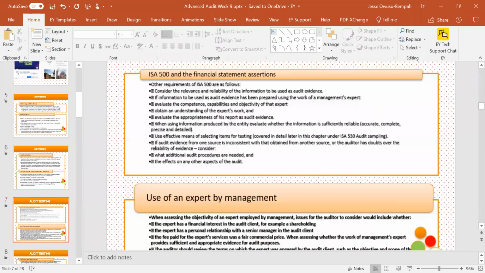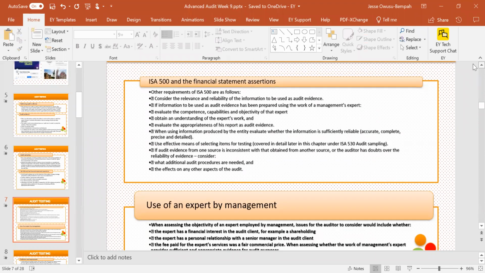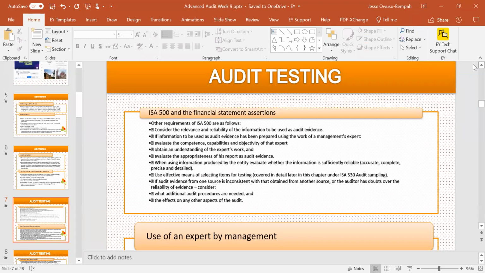Okay, so still on ISA 500, which talks about audit evidence. We are looking at other requirements of ISA 500. Remember, ISA 500 is talking about audit evidence. So some other requirements are to consider the relevance and reliability of the information to be used as audit evidence.